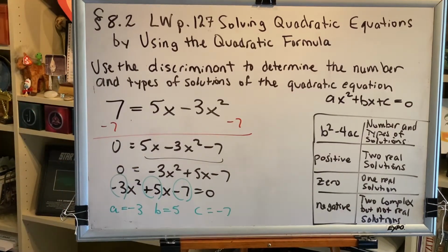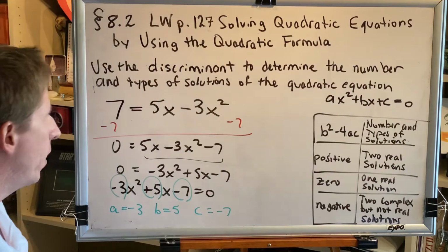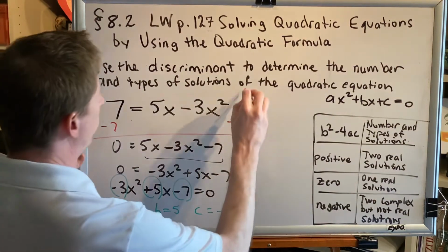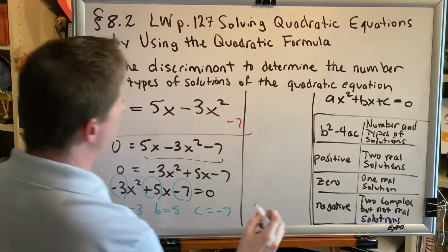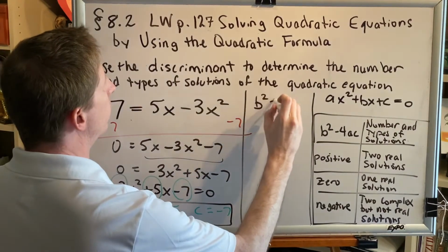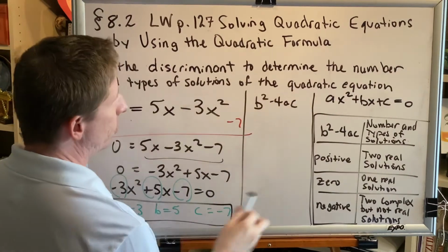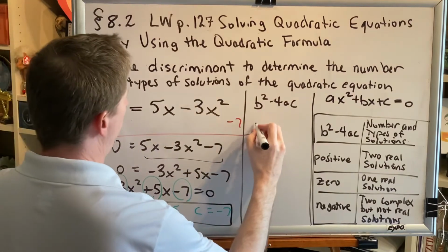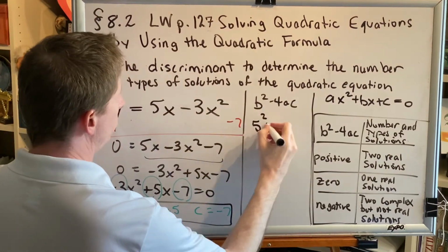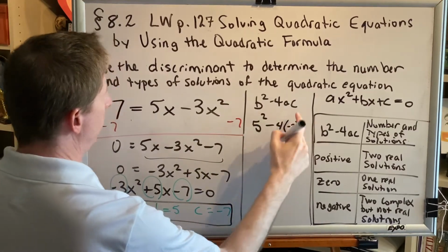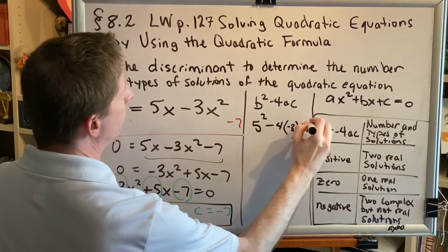Now, the directions for this problem do not tell us to solve the equation. They just tell us to use the discriminant to determine the number and types of solutions. So what we're going to do is plug these values into the discriminant b squared minus 4ac and determine the sign of the discriminant. Let's begin. B squared, so that would be 5 squared, subtract 4 times a negative 3 times a negative 7.